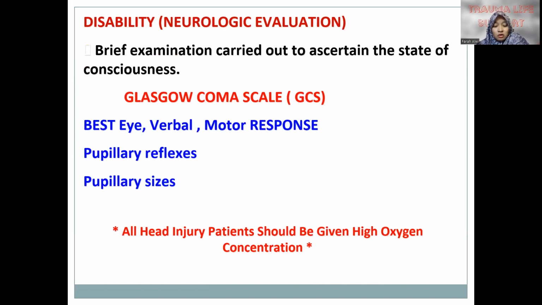Assessment of disability. Disability is basically a simple neurological evaluation. So your GCS, your pupillary reflex, your pupillary size, and a bit of limbs assessment, neurological limbs assessment.